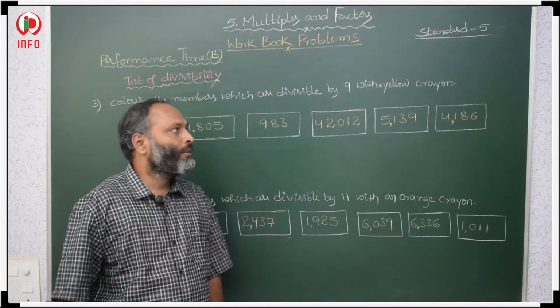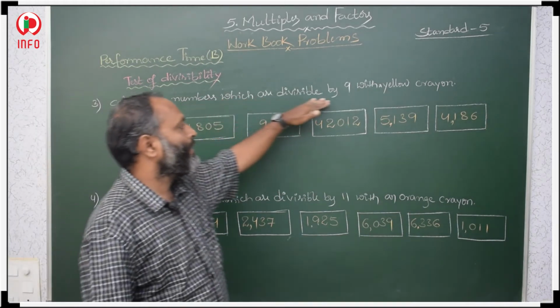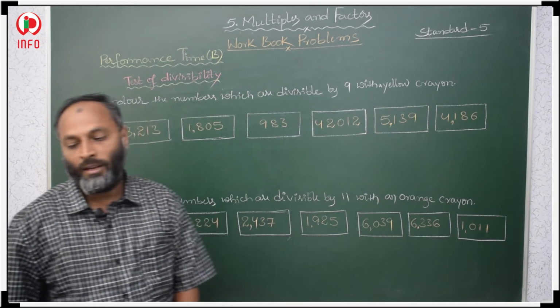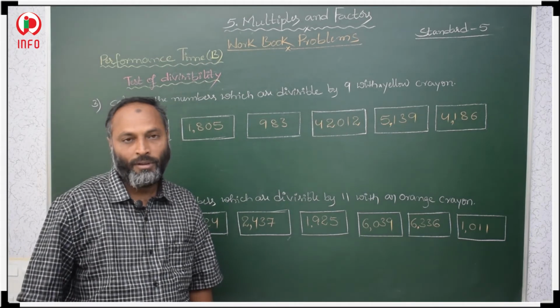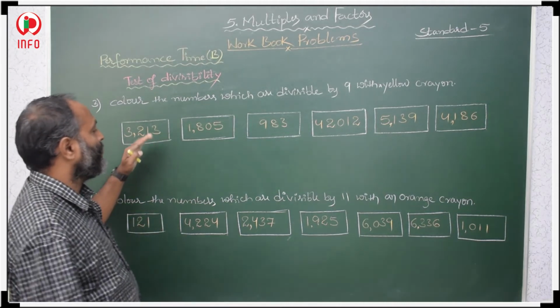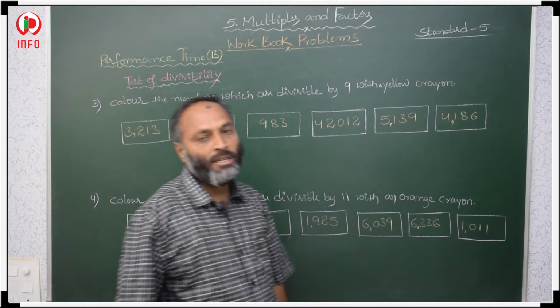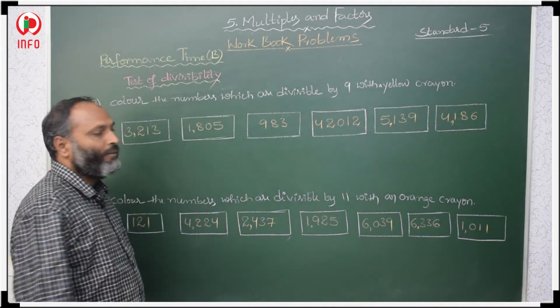Okay. Now, here check. Color the numbers which are divisible by 9 with a yellow crayon. We have to color with yellow crayon. See here, how many numbers are given? 1, 2, 3, 4, 5, 6. In these 6 numbers, we have to first find which numbers are divisible by 9.